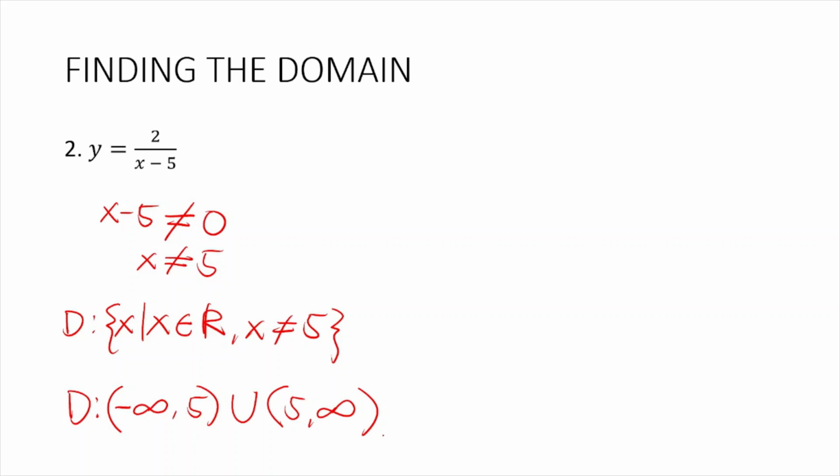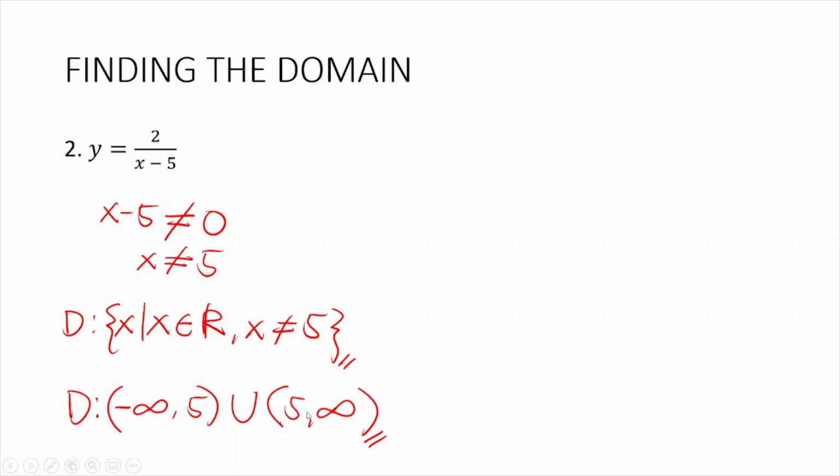Okay, so these two are just the same. They mean the same thing. Set of all x values such that x is a real number and x must not be equal to 5, or all x values from negative infinity to positive 5 excluding positive 5, or 5 to positive infinity. So union between this interval and this interval.